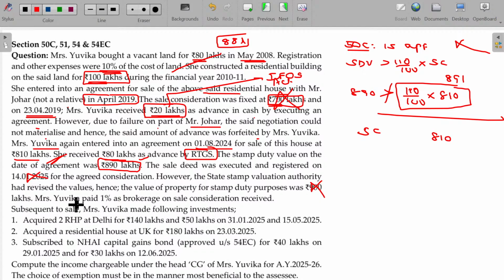Okay. Mrs. Yuvika paid 1% as brokerage, and sale consideration minus brokerage, 1% being 8.10, gives 801.90 being the net sale consideration.